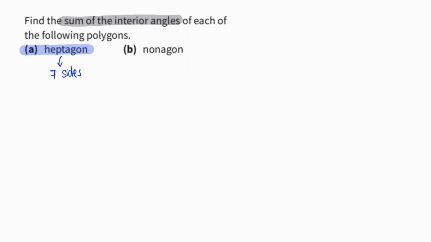And for a nonagon, it is 9 sides. Alright, so with that in mind, I will have to draw back on my knowledge of the sum of interior angles. It is simply the number of sides, where n is the number of sides of the polygon, minus 2, times 180 degrees.